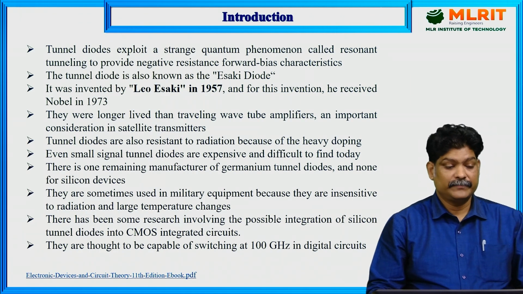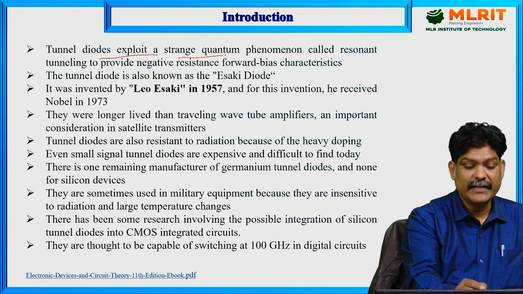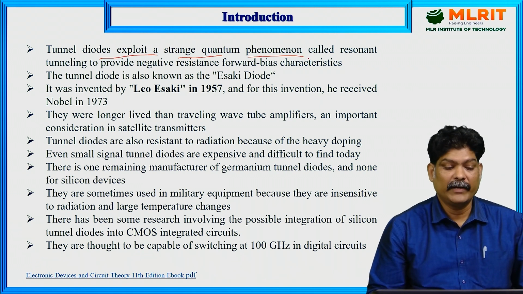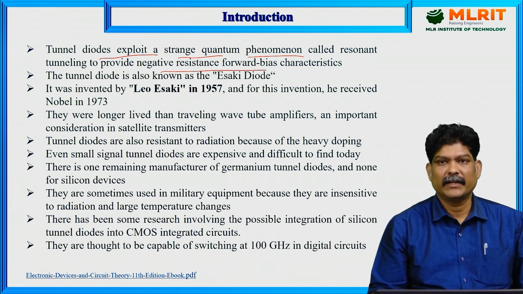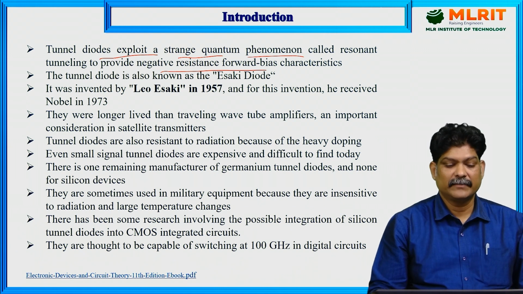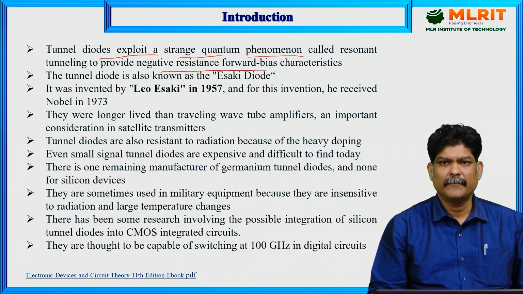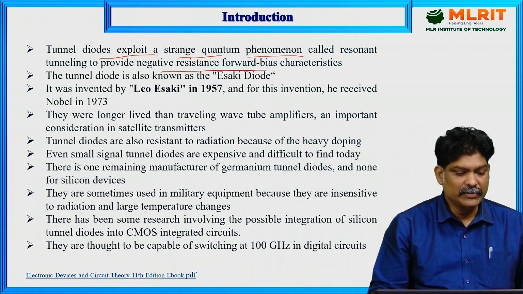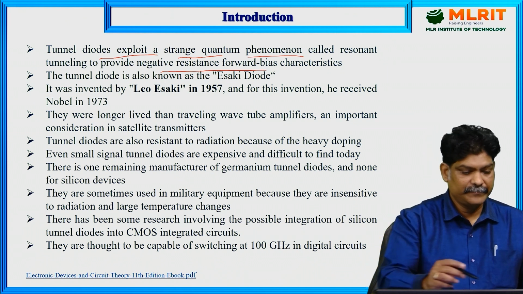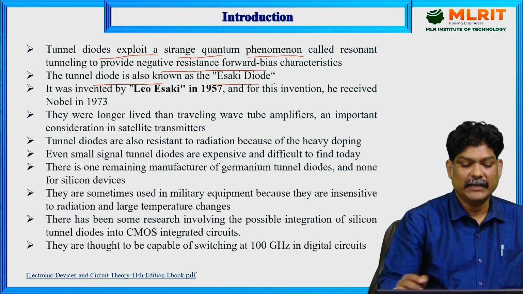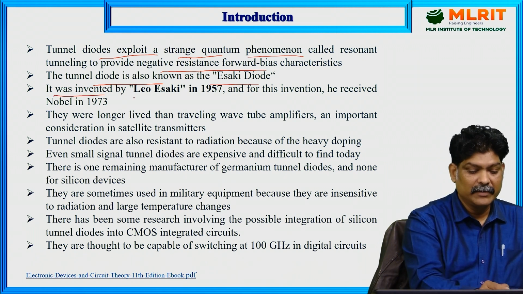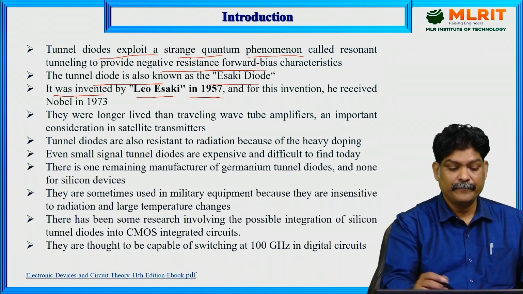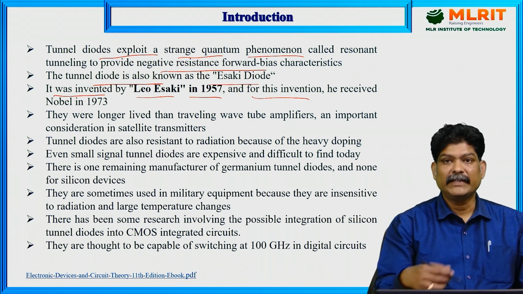Tunnel diodes exploit a strange quantum phenomenon called resonant tunneling to provide negative resistance forward bias characteristics. This is a typical special purpose diode which is used in many applications. The tunnel diode is also known as the Esaki diode. It was invented by the Japanese scientist Leo Esaki in 1957, and for this invention he received a Nobel Prize in 1973.